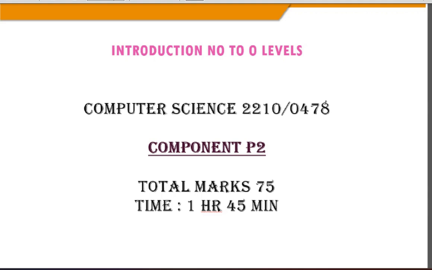P1 is totally based on theory and P2 is totally dependent on programming concepts. We all know what programming is and what kinds of programming languages there are, like Python, Java, all that. But in this course we are not supposed to use a programming language. We will discuss the initial stages. Before switching to a programming language, we will talk about algorithm design, programming logic, flowcharts, and pseudocode.